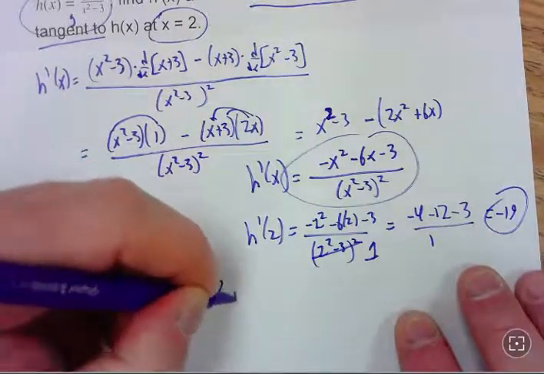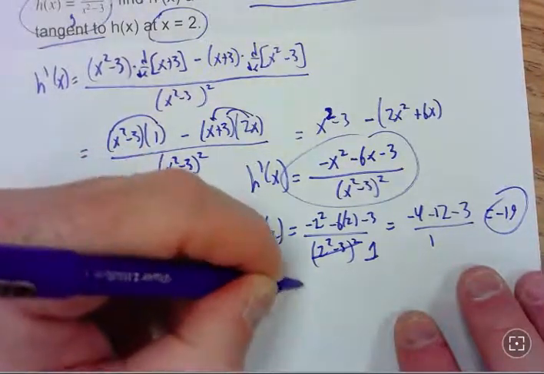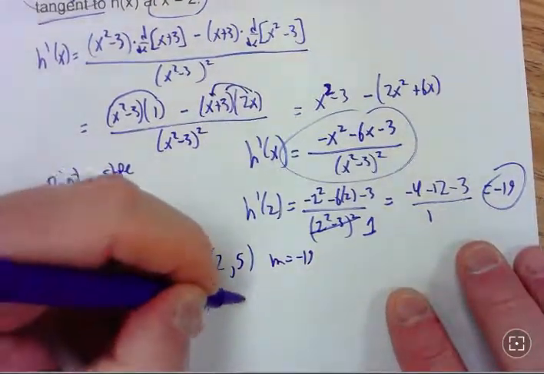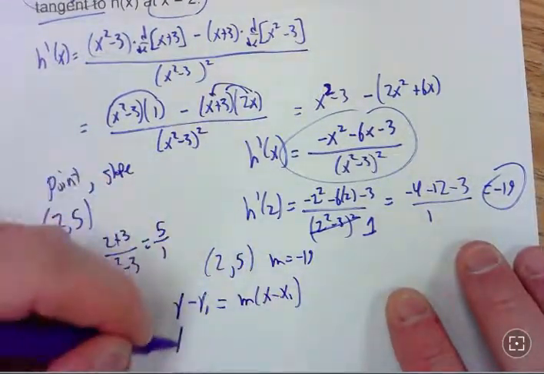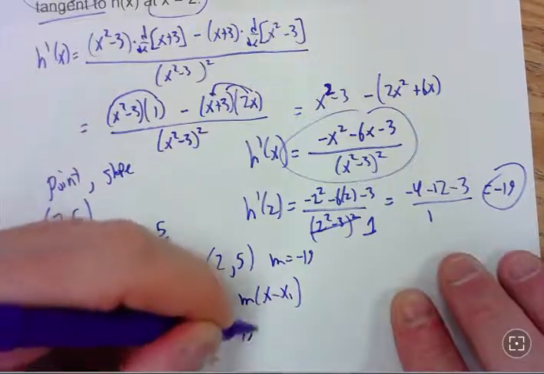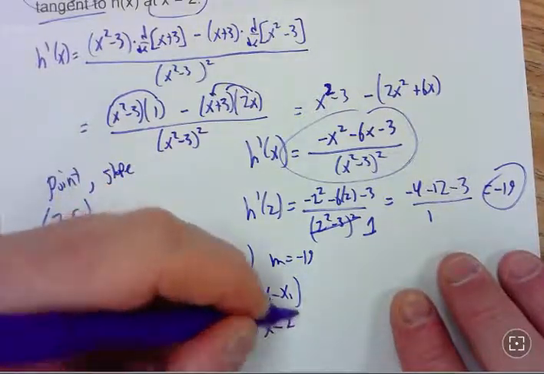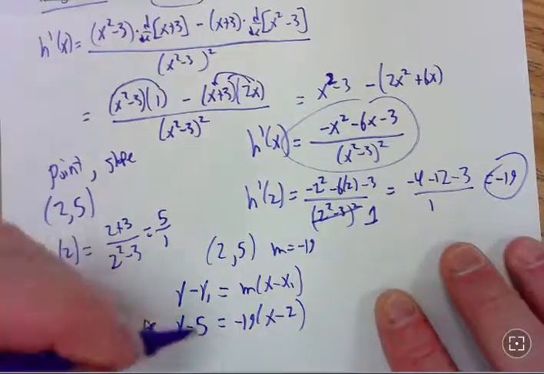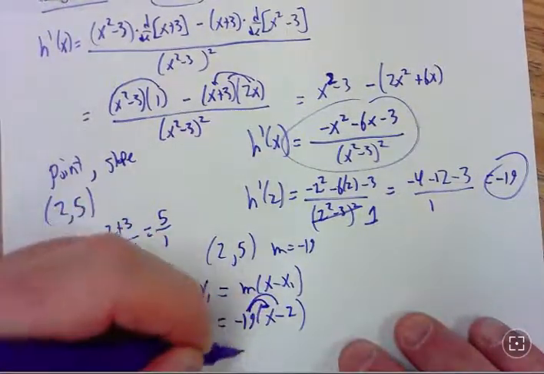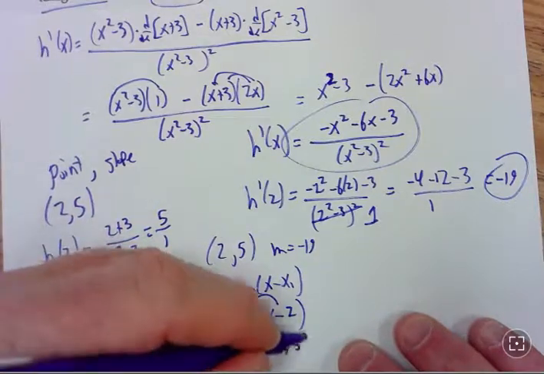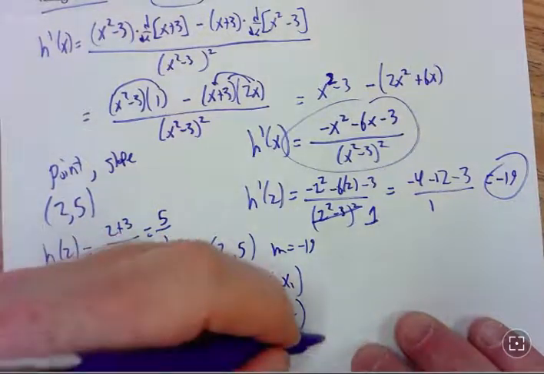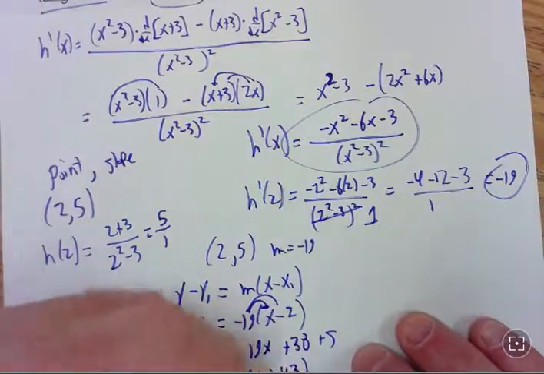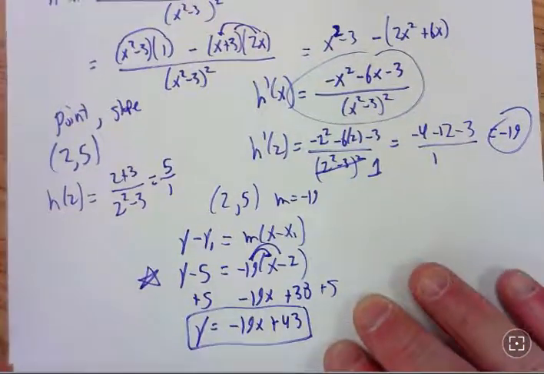Well, now I have a point and I have a slope, so I can use the point slope formula. y minus 5 equals m times x minus 2. And that is the answer, but let's go ahead and clean this up. Let's get rid of these parentheses. That'd be negative 19x plus 38. Add 5 to both sides, so y equals negative 19x plus 43.